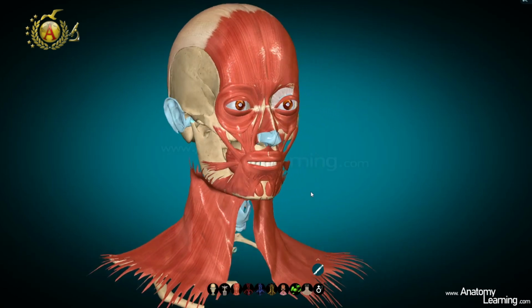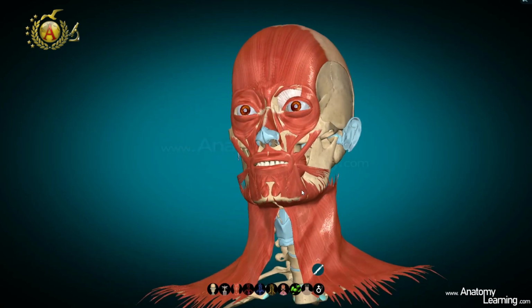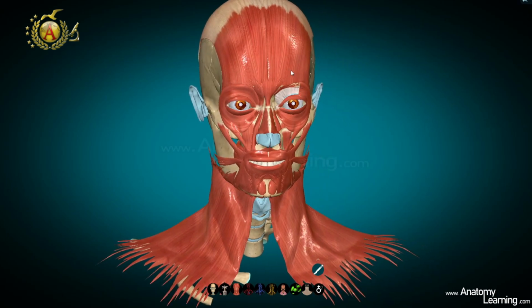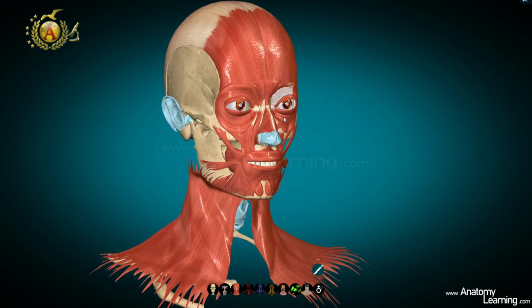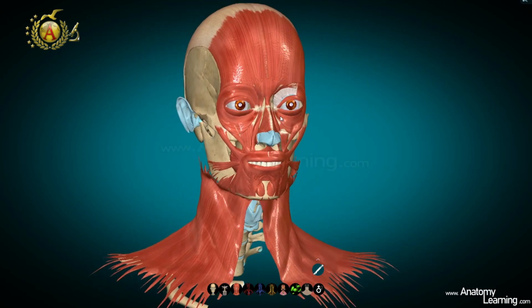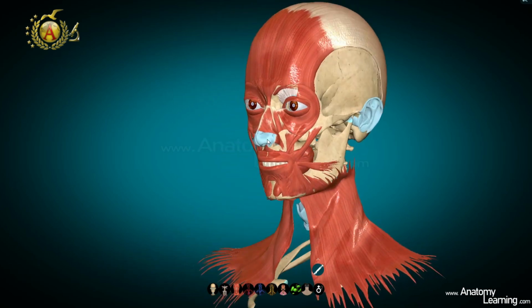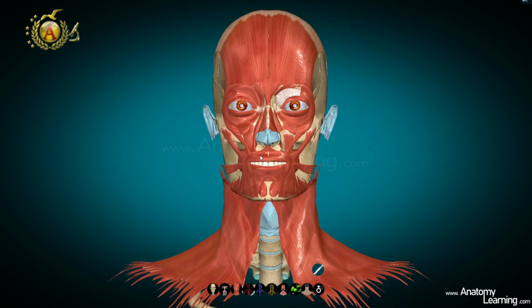Anatomy, musculoskeletal system. In this video, we're going to discuss the muscles of the head. We're going to talk about the intrinsic muscles of the head, which are those that originate and insert at the level of the skull.